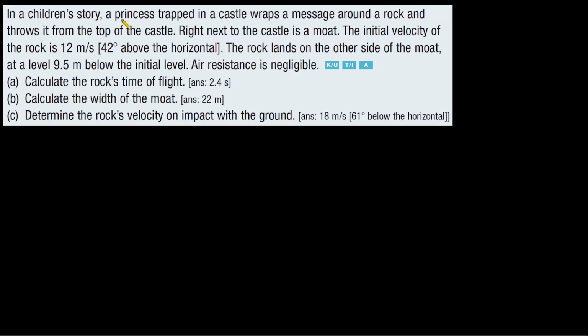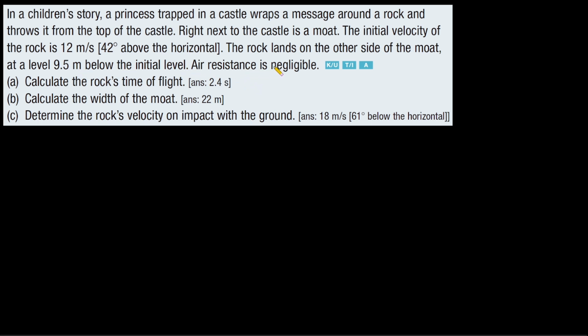Question. In a children's story, a princess trapped in a castle wraps a message around a rock and throws it from the top of the castle. Right next to the castle is a moat. The initial velocity of the rock is 12 meters per second. The direction is 42 degrees above the horizontal. The rock lands on the other side of the moat at a level 9.5 meters below the initial level.